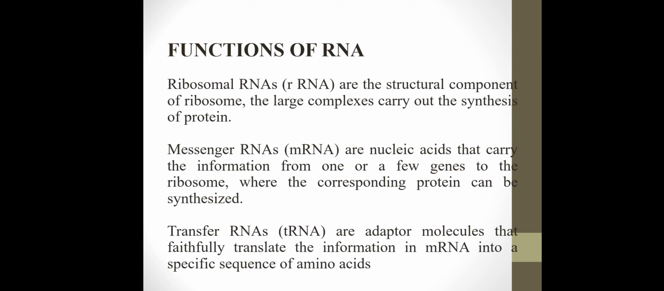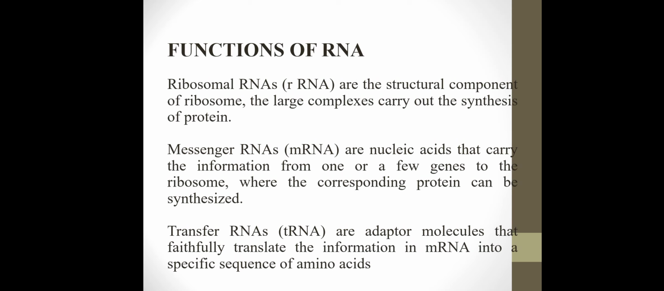There are three types of RNA. First is rRNA, meaning ribosomal RNA, which is the structural component of the ribosome. These large complexes carry out the synthesis of protein. So it helps in the making of protein.